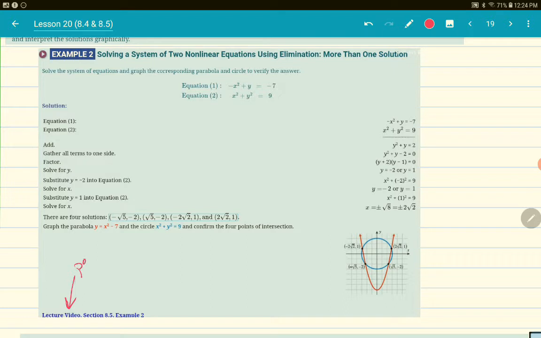So this is on page 670. Go ahead and watch that video. Pause my video, watch that, and then come back here and we'll try one together.